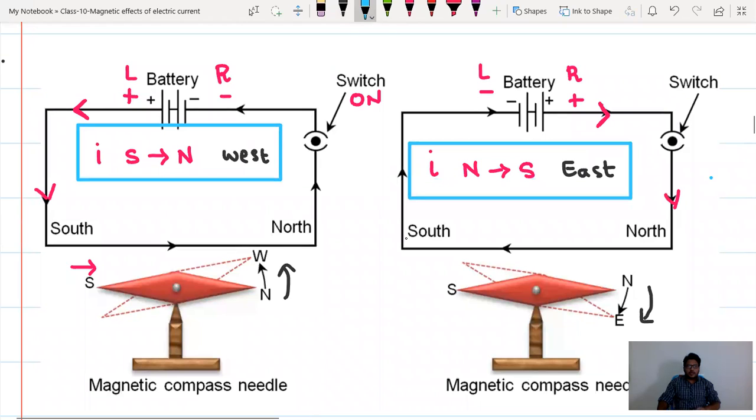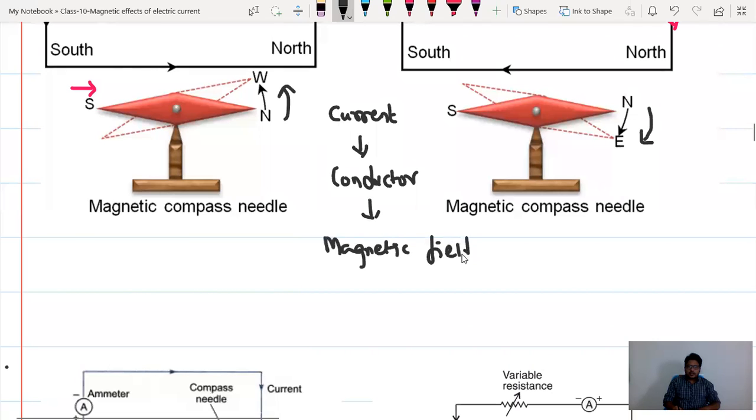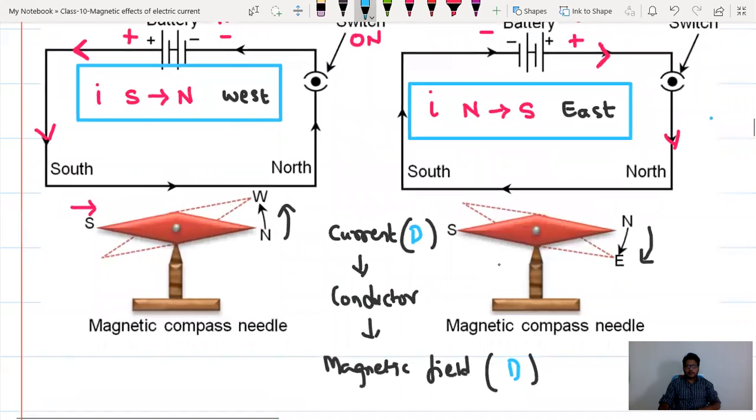So from this experiment, what can we conclude? Whenever you pass current through a conductor, around the conductor what is produced? A magnetic field is produced. If there is a change in the direction of the current, there will definitely be a change in the direction of the magnetic field also. That is the concept we have learned from this experiment.